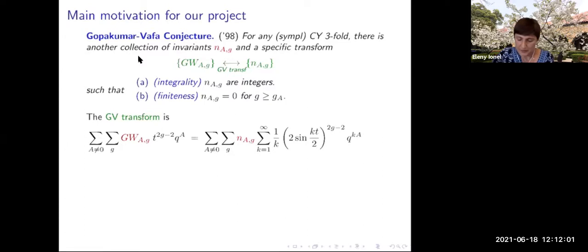And so we'll take this Gopakumar-Vafa conjecture to mean that if you take the Gromov-Witten invariants and transform them by this formula, you get a new collection of invariants that satisfy both integrality and finiteness properties. This conjecture is very similar to what happens in 4 dimensions. Taubes proved in the late 90s, around 96 or so, that for a 4-dimensional symplectic manifold, the Gromov-Witten invariants carry the same amount of information as the Seiberg-Witten invariants.